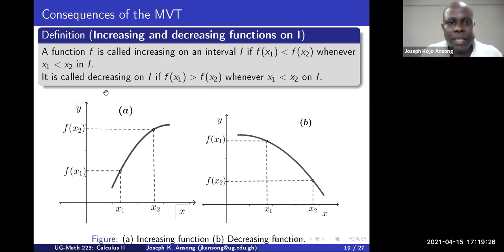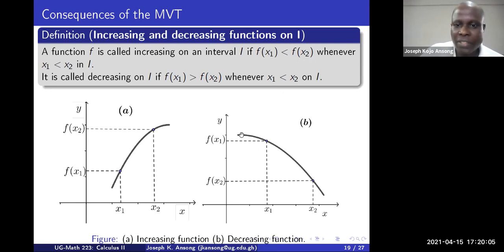finally, we want to look at increasing and decreasing functions on an interval. I think you've come across this before in calculus 1, but this says that a function f is called increasing on an interval I if f at x1 is less than f at x2 whenever x1 is less than x2 in the interval, right? So if you look at this, the function is increasing here between x1 and x2. If that is the case, then I expect the value of the function at this point, which is f at x1, has to be less than the value here. That's what it says.